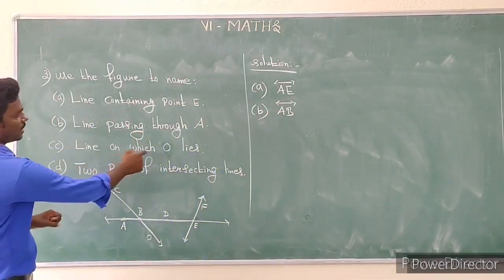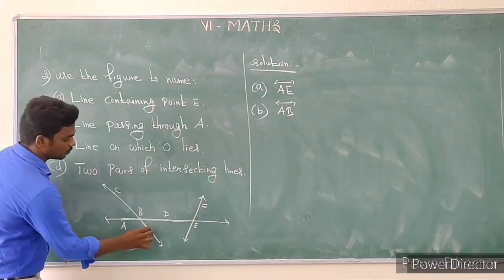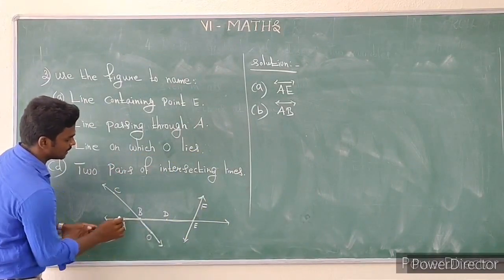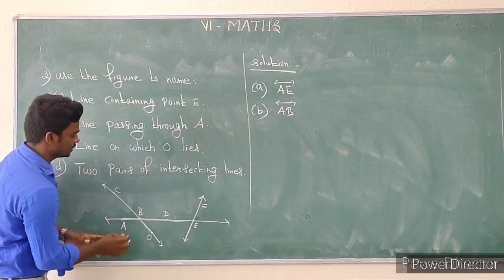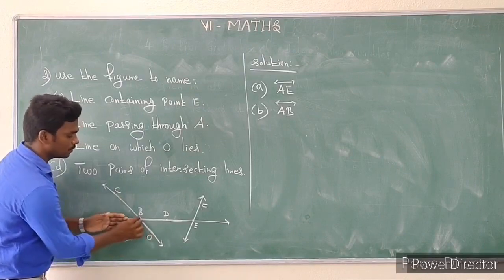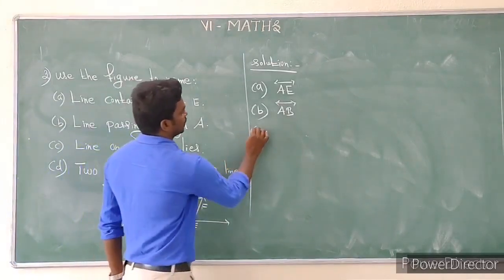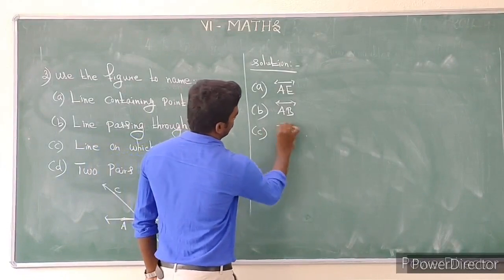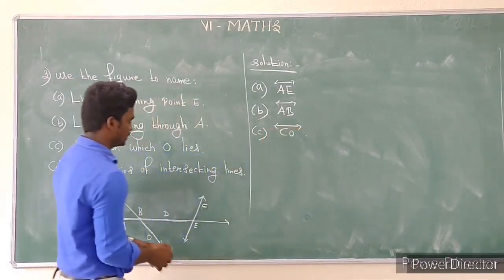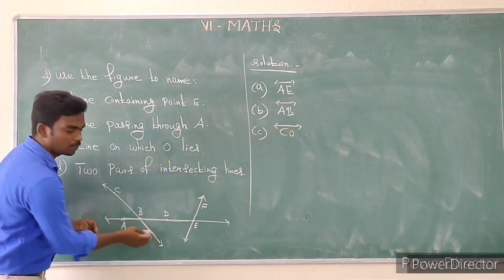Next, a line on which O lies. Where is the point O? Which line is the point O lying on? CO or BO, anything. We can write line CO, which contains the point O.